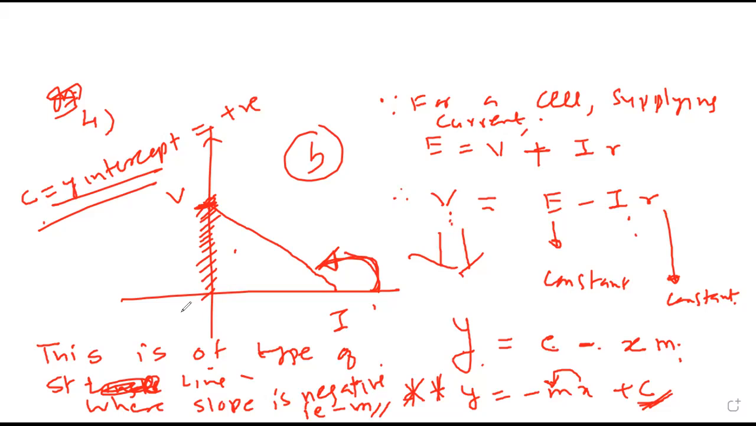Write properly to understand why we have predicted that graph as the correct one. Because it is a straight line formula, slope negative, so it makes an obtuse angle, y-intercept plus c, so it will cut the y-axis at a plus point. If you emphasize more, that y-intercept is actually the EMF by comparing. That means when I is 0, V will become E.